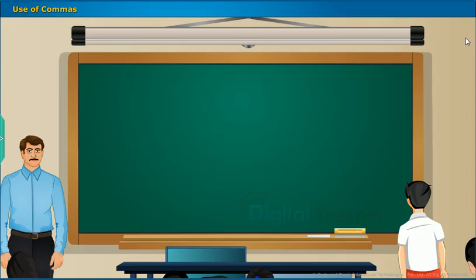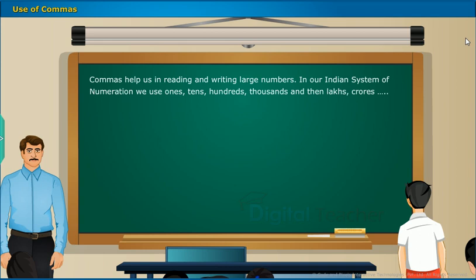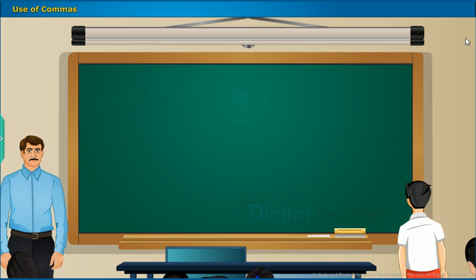In this section, we are going to learn about using commas in appropriate places in large numbers. We have often used commas while writing numbers. Commas help us in reading and writing large numbers. In our Indian system of numeration, we use ones, tens, hundreds, thousands, and then lakhs, crores, and so on. Let's see the conversation between teacher and student on usage of comma.